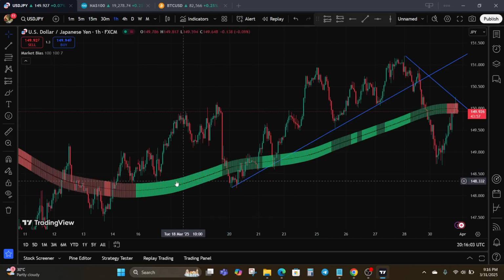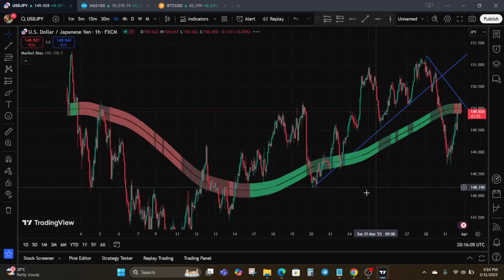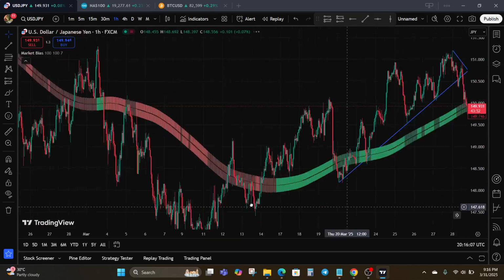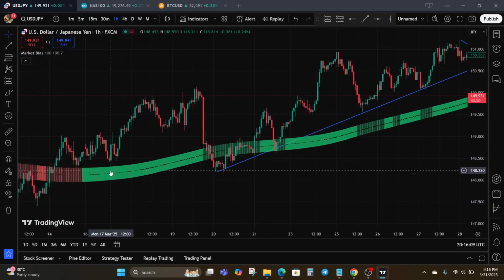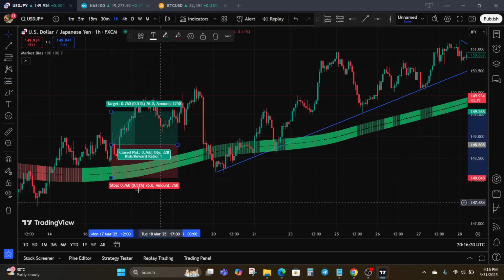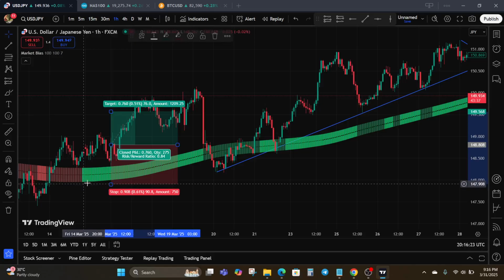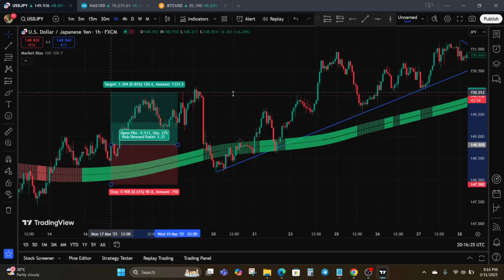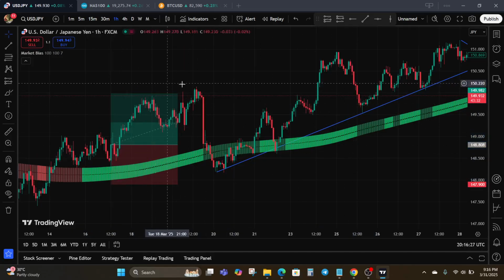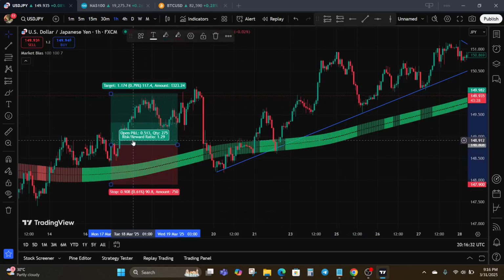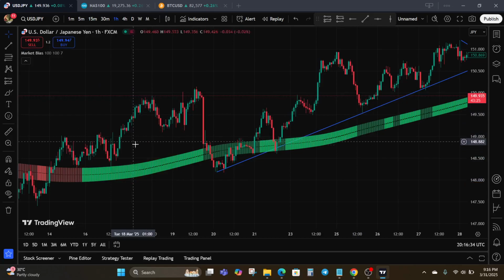When it is green, it's going to be serving as dynamic support. When it is red, it's going to be serving as dynamic resistance. So at this point, it was a dynamic support and it got rejected. Considering that we already have a buy signal, this would have been a good place to enter a buy after you get your confirmation, obviously. Your stop loss can be below the indicator. Take profit can be at notable resistance zones. So long as you have a good risk to reward ratio, you are good to go. But if the risk to reward ratio is not good enough, well, you can just skip it.